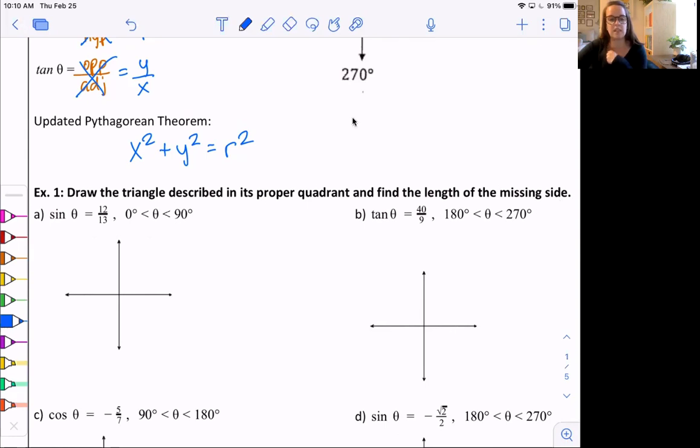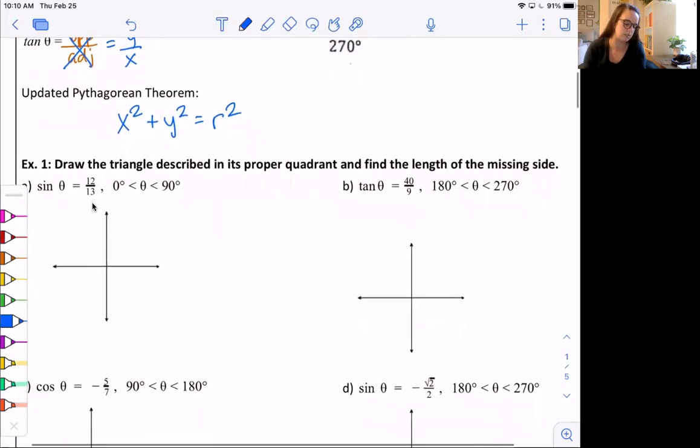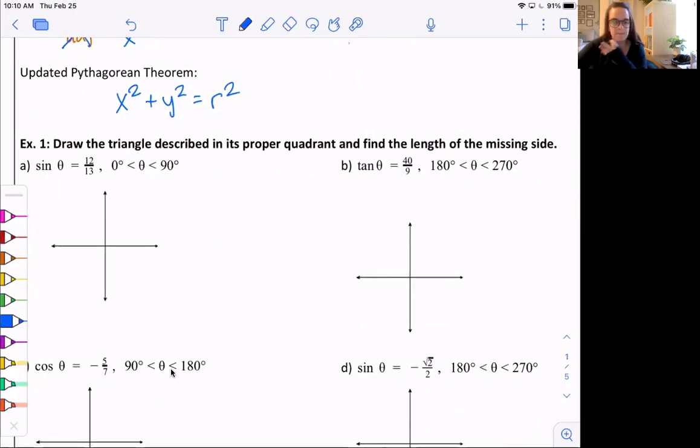Cool. Devin Z, can you read the directions where it says example 1, please? Draw the triangle described in its proper quadrant and find the length of the missing side. For sure. Thank you. So drawing a triangle described in the proper quadrant, right? So that's the first step. And then the second step is going to be to find the length of the missing side. So first we need to put it in its proper quadrant, and then we're going to find the length.